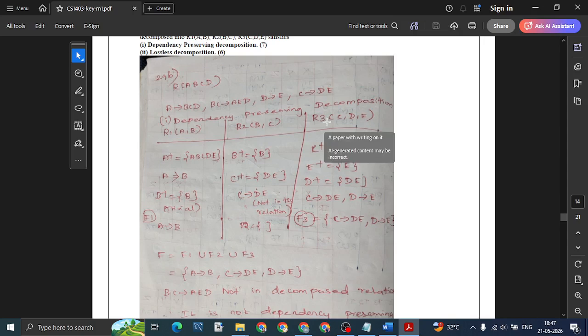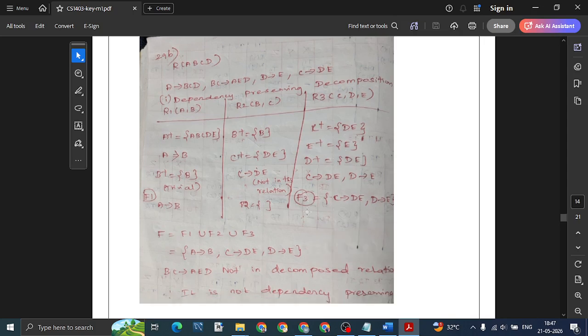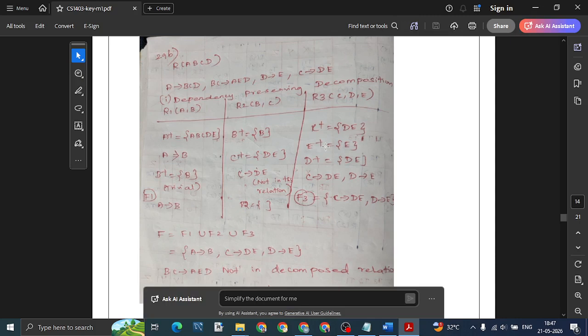Then followed by R3, we are having C, D and E. The C closure is, by means of knowing the value of C, I can determine D and E; E closure is E alone; D closure is D, E. From this we conclude the fact that C implies D, E and D implies E. This is the conclusion. The functional dependency of relation 3 represents C implies D, E and D implies E. And if I take the union of all these, F1 union F2 union F3, and I can conclude that the original dependency is preserved, then it is dependency preserving.